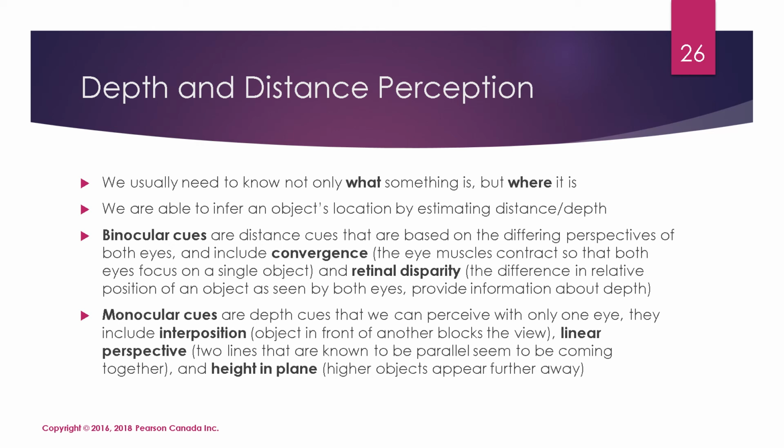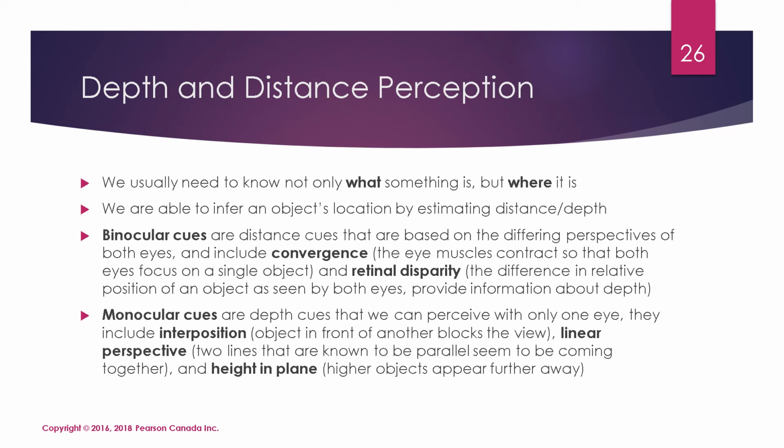Then we have monocular cues, and so if binocular cues are distance cues that rely on the use of both eyes, mono usually means one, so monocular cues are depth cues that we can perceive with only one eye. So we don't actually need that sense of depth perception that's given to us by both of our eyes. Of course, if you only had the use of one eye, you would lose the binocular cues, but you'd still be able to use monocular cues in order to estimate distance and depth.